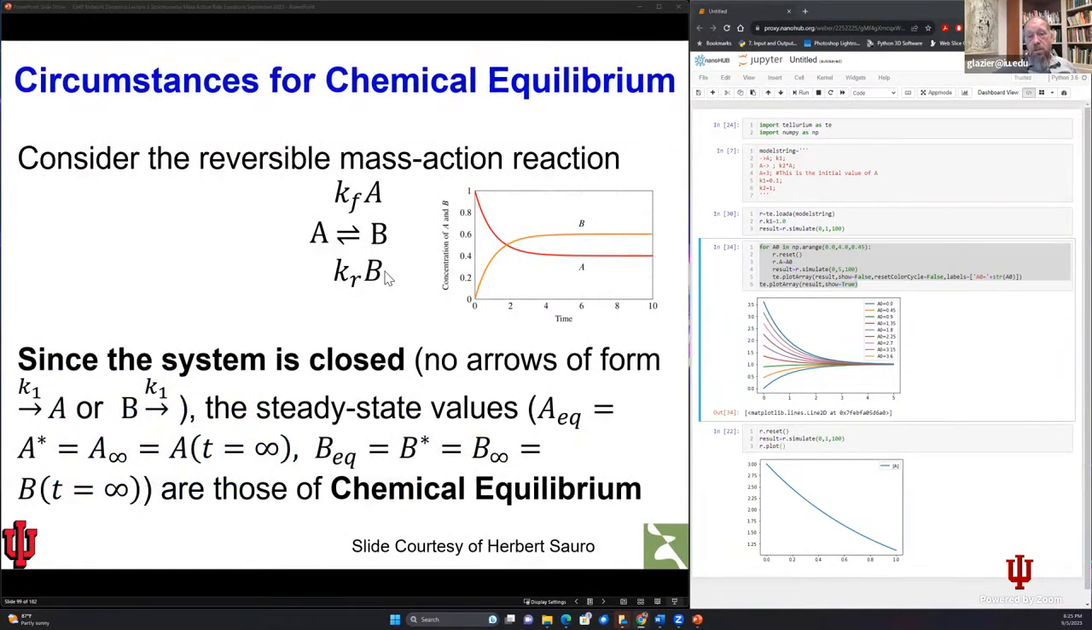Since there's no source of A or B, this is a closed reaction, and A plus B is a constant. The final amounts of A and B depend on the initial amount. And this is what we mean by chemical equilibrium. If we have a steady state with no inputs or outputs to the system, that's a chemical equilibrium.